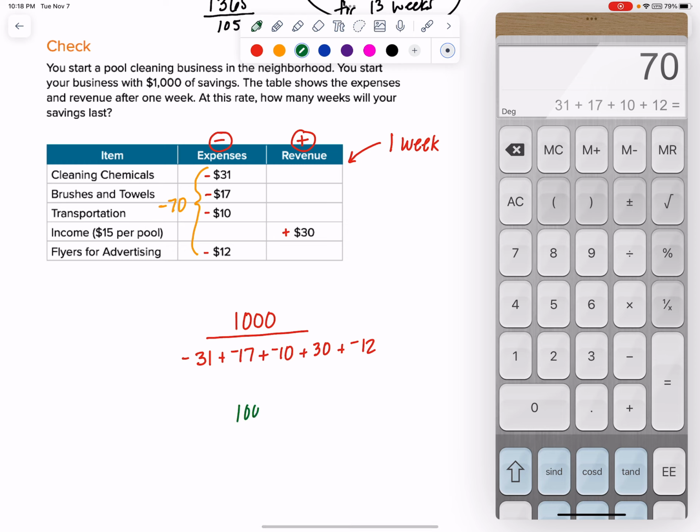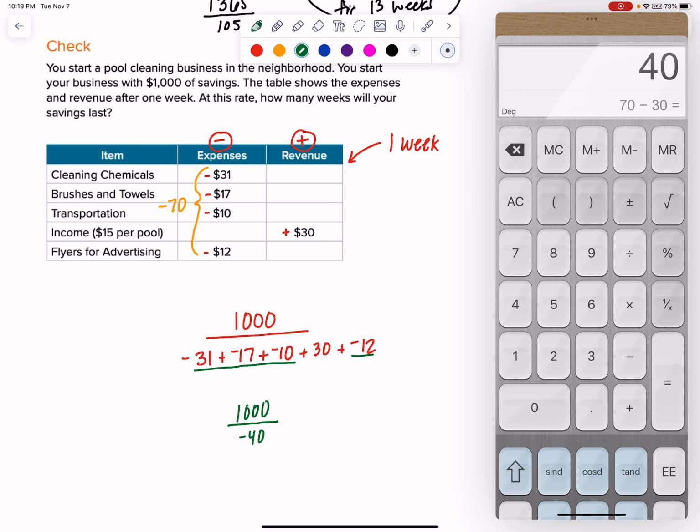So we would have had $1,000. You can go through and combine all these. You could go through and combine all the negatives if you want, and then add the positive. Either way, you'd be at -70 plus 30, and so that's 70 minus 30, and so we're at a -40. Okay, so that means every single week we're actually losing $40, so that's not very good.